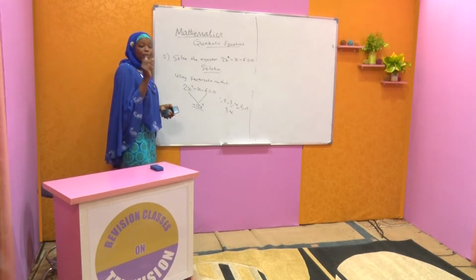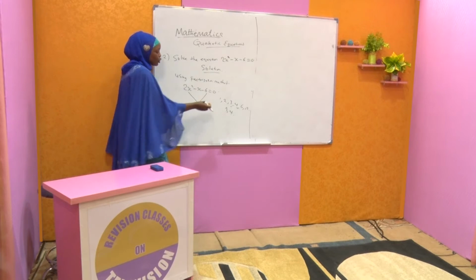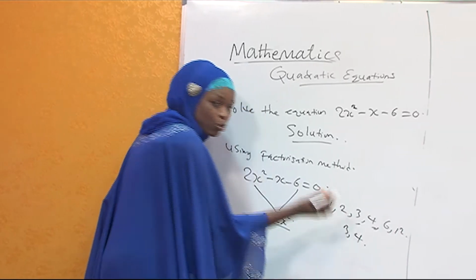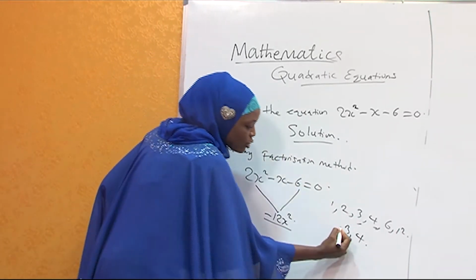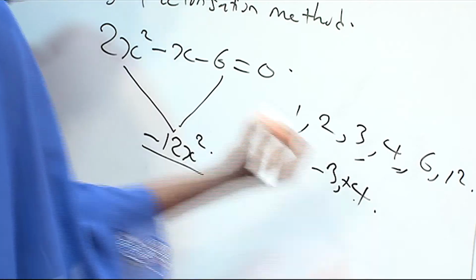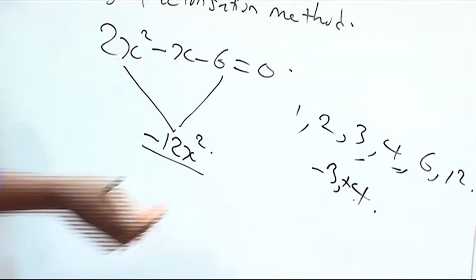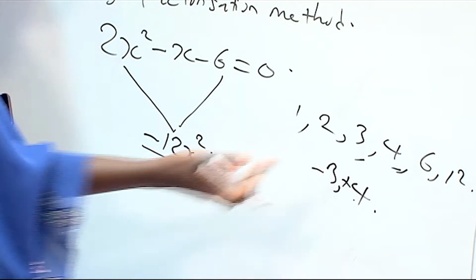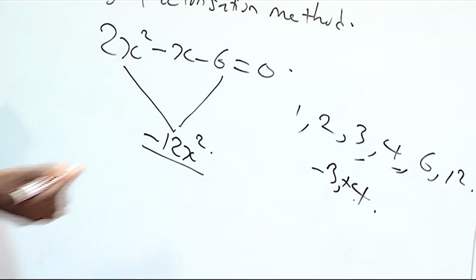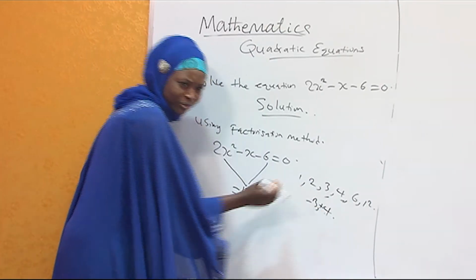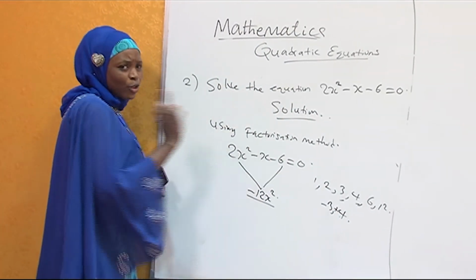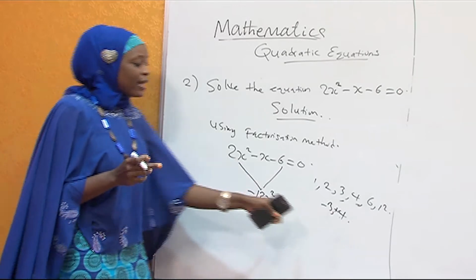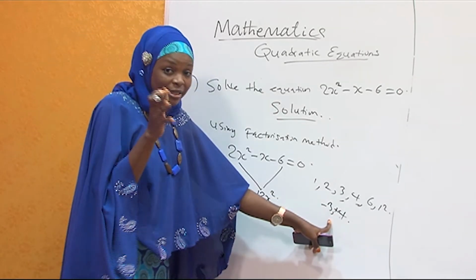Either I put a positive or a negative sign, such that it will fit into this. If I put minus to this 3 and plus to this 4, let me check. Minus 3 times plus 4 will give me minus 12, right? Okay, that one is correct. Now, minus 3 plus 4, will it give me minus 1? No, it will not. So it means my sign is not correctly done.